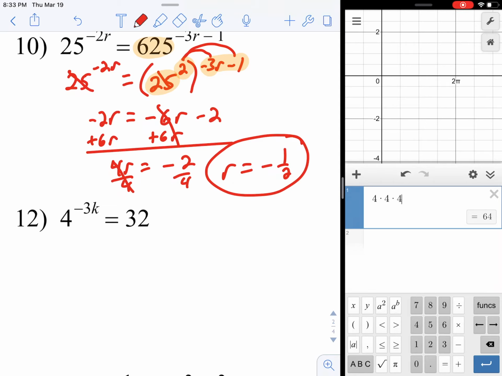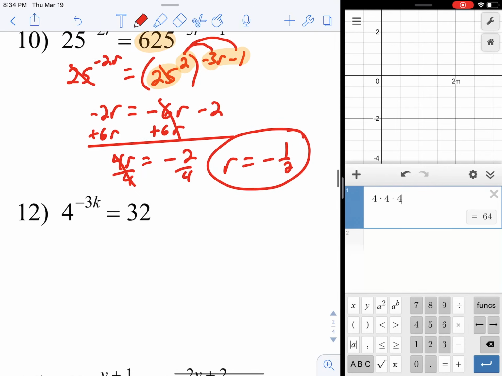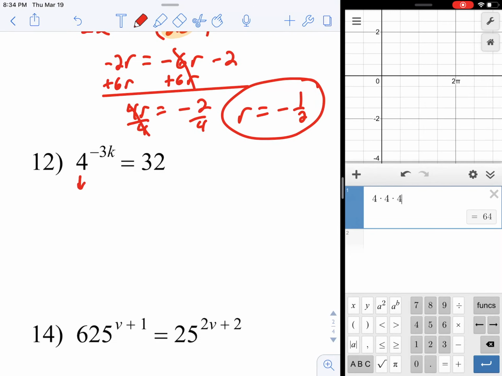So here's the trick. I cannot turn a 32 into a 4, but I can still make the bases match. What I'm going to do is turn both bases into a 2. 4 is 2 squared, to the -3k. And then 32: 2 times 2 is 4, times 2 is 8, times 2 is 16, times 2 is 32. That took 1, 2, 3, 4, 5 2's, 2 to the 5th power.